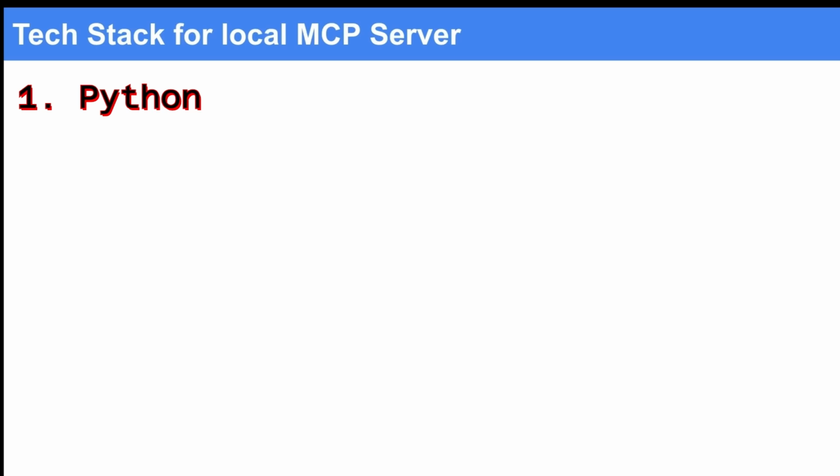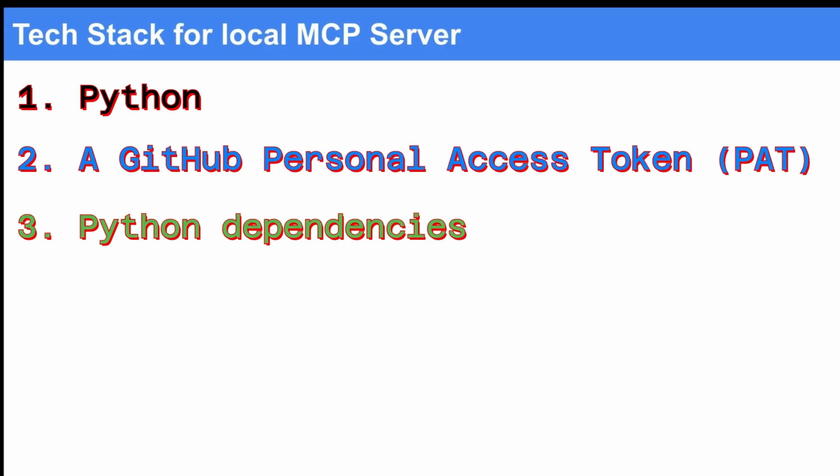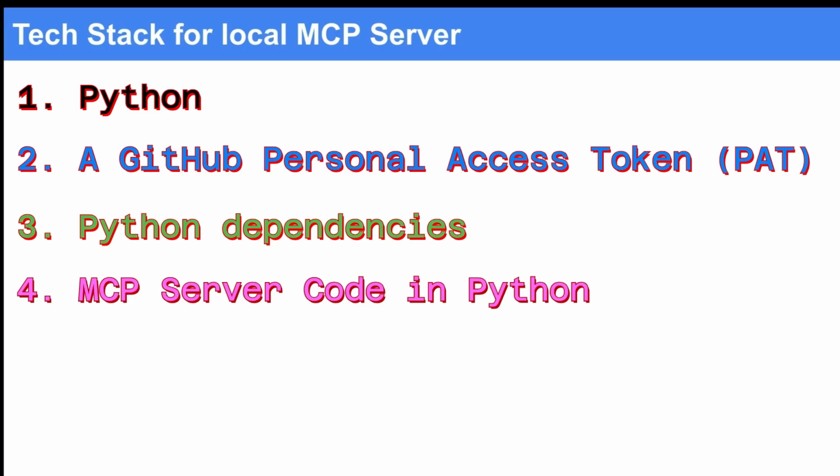1. Python before starting. Ensure you have Python 3.10 plus installed. 2. A GitHub Personal Access Token, PAT. You can generate one by going to GitHub, Settings, Developer Settings, Personal Access Tokens, Fine-Grained or Classic. It needs permissions to read repository contents and pull requests. 3. Python dependencies. Install the packages required to build and test Model Context Protocol, MCP, servers using Python.